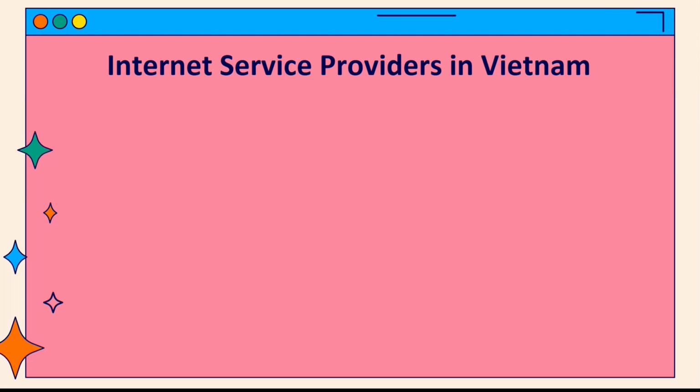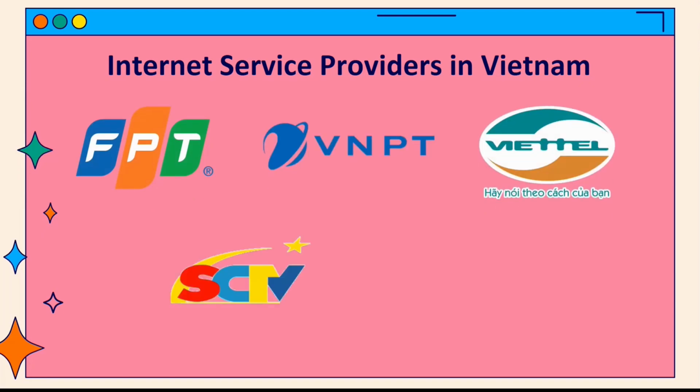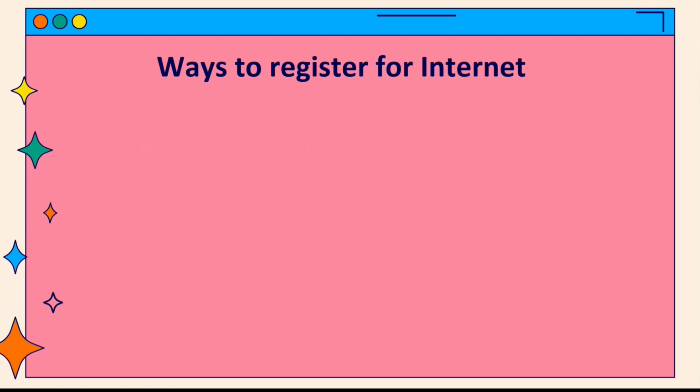First of all, choosing an internet service provider is one of the most important steps for registering to use the internet. There are a variety of internet service providers in Vietnam, as you can see in the slide: FPT, VNPT, Viettel, SCTV, Vinaphone. And there are mainly three ways to register to use the internet in Vietnam.